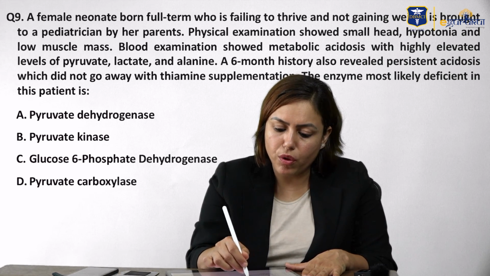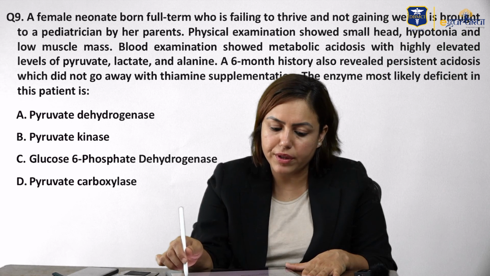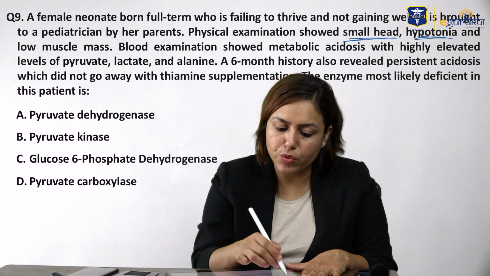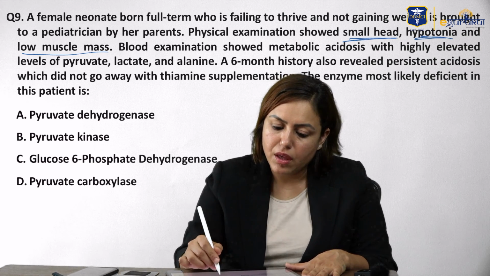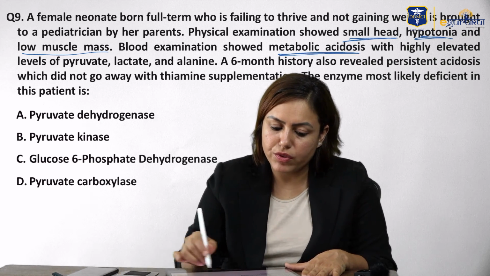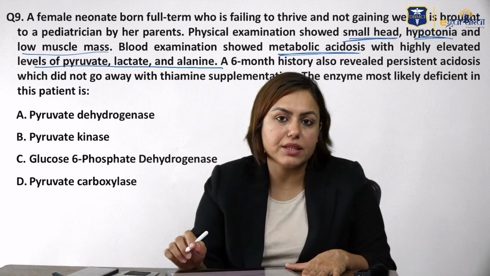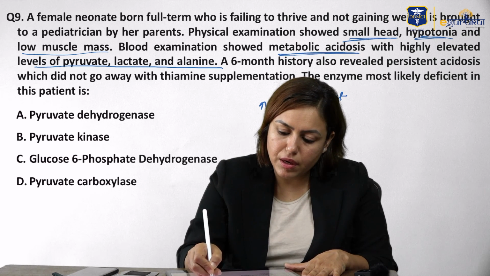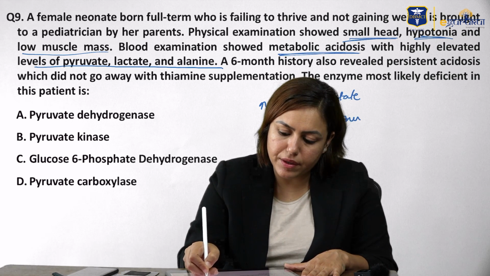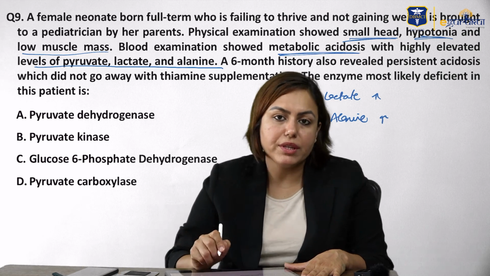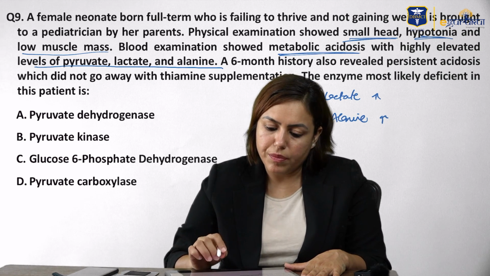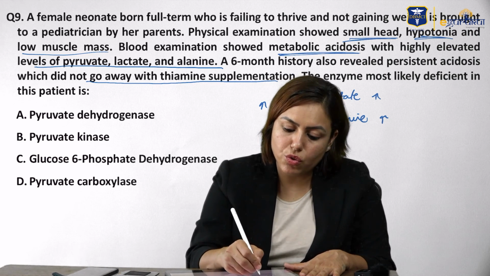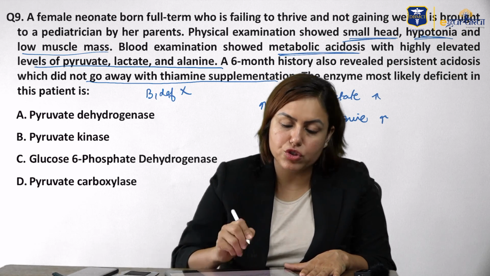A female neonate born full term, failing to thrive, not gaining weight. Physical examination showed small head, hypotonia, low muscle mass. The patient has metabolic acidosis with highly elevated pyruvate, lactate and alanine. When pyruvate is increased, then it gets converted to lactate and alanine. So these will obviously be increased. There is persistent acidosis which did not go away with thiamine supplementation. So it's not a case of B1 deficiency.